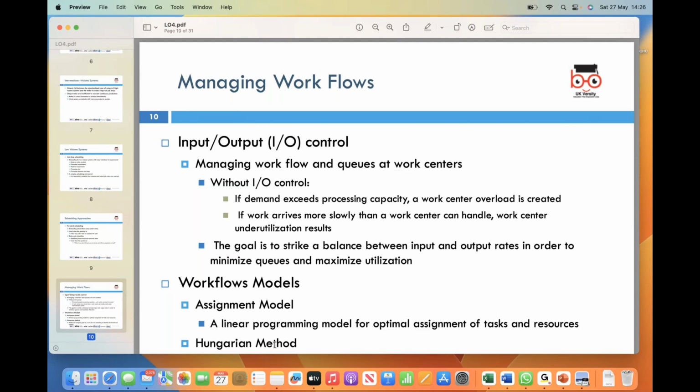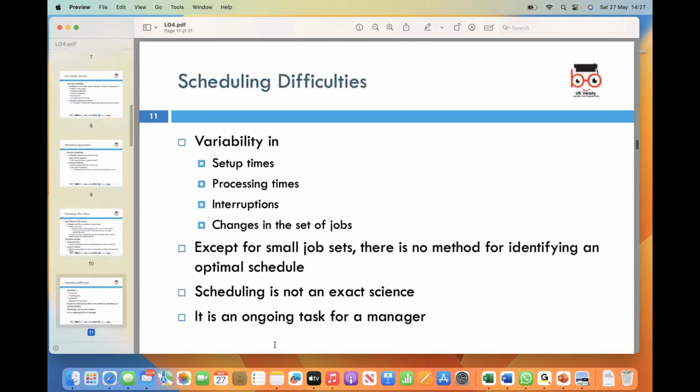Next one is scheduling difficulties. There are several factors that contribute to the difficulty of scheduling, such as variability in setup times, processing times, interruptions, and changes in the set of goals.